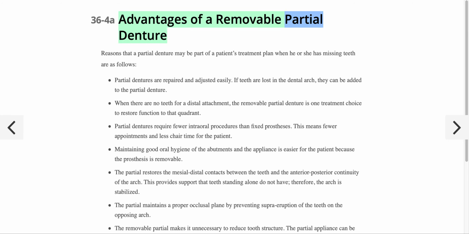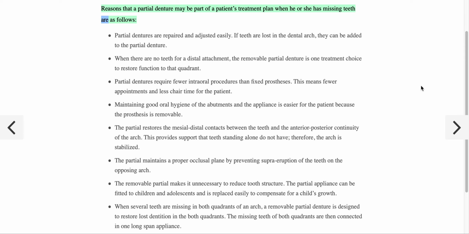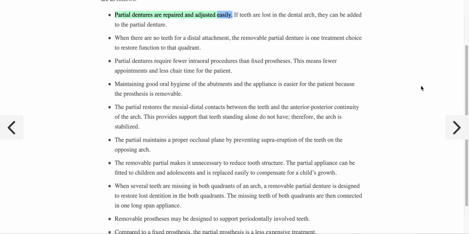Advantages of a removable partial denture. Reasons that a partial denture may be part of a patient's treatment plan when he or she has missing teeth are as follows. Partial dentures are repaired and adjusted easily. If teeth are lost in the dental arch, they can be added to the partial denture.